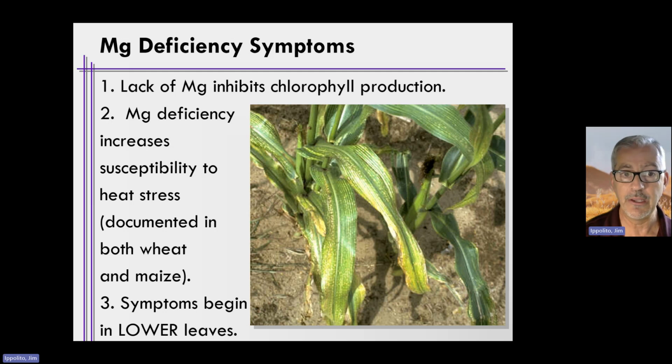Magnesium deficiencies actually increase the susceptibility of plants to heat stress, and this has been documented in wheat and corn. When you see a magnesium deficiency, in order to diagnose it, besides intervenal chlorosis, the symptoms always begin in the lower leaves, much like nitrogen, potassium, and phosphorus. Except in this case, it doesn't look like a nitrogen, phosphorus, or potassium deficiency. It's intervenal chlorosis in older leaves.